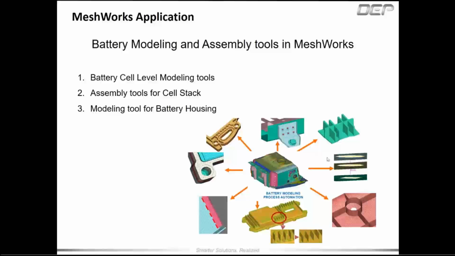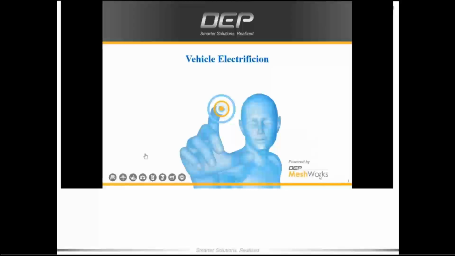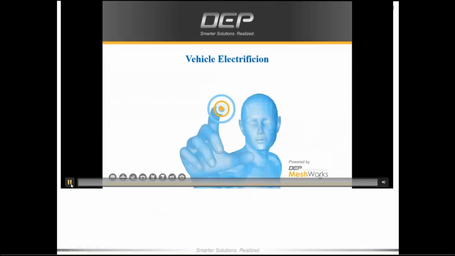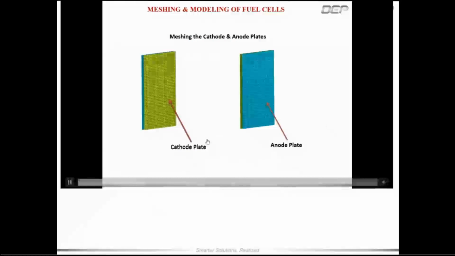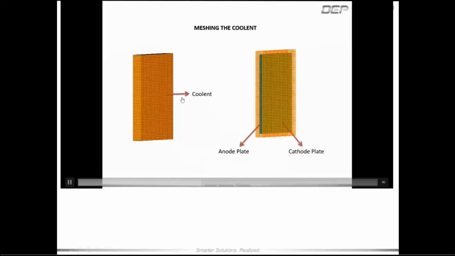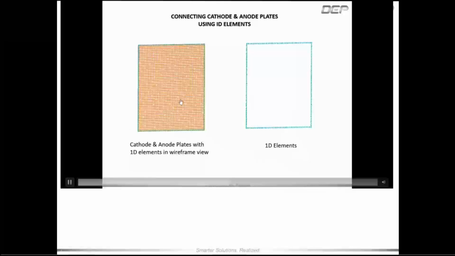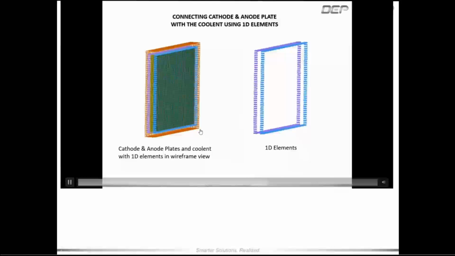So by nature, it is very complicated to model all of them. So now we can see how MeshWorks can be efficiently used to model these kinds of assemblies. The first one is how do we efficiently model battery cells. As you can see here, we have modeled the anode plate and the cathode plate using a mesh template, and then we have covered it with the coolant plate, and the coolant plate is connected to the anode and cathode plates through 1D connections like beams and rigids.